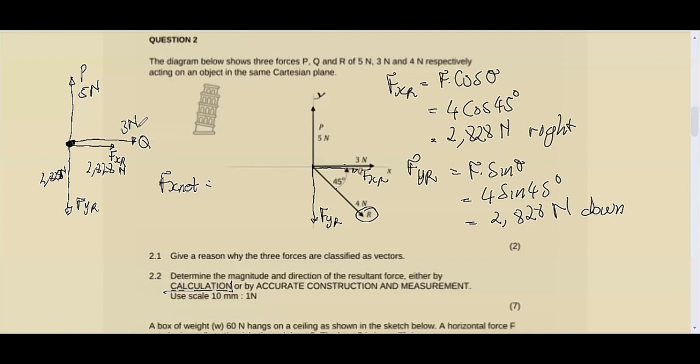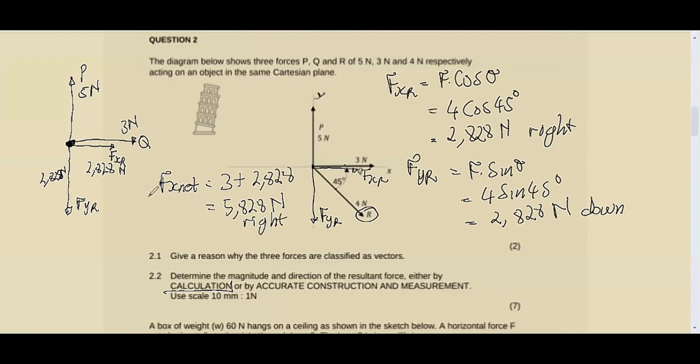So we can calculate the Fx net by taking all the horizontal forces. They're both in the same direction, so they have to add up. This is 3 plus 2.828, right? And then adding the 2, we have a value of 5.828 newtons, and then to the right.